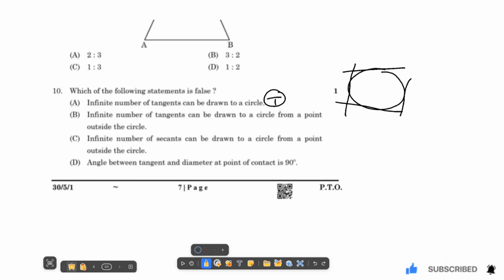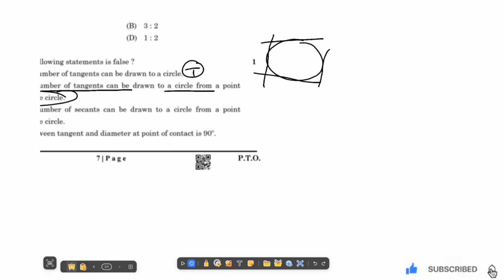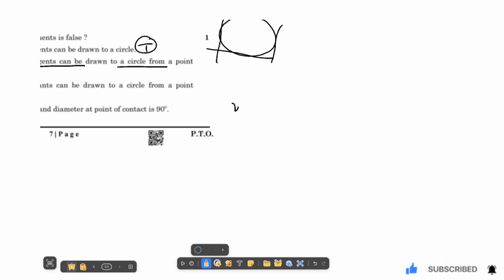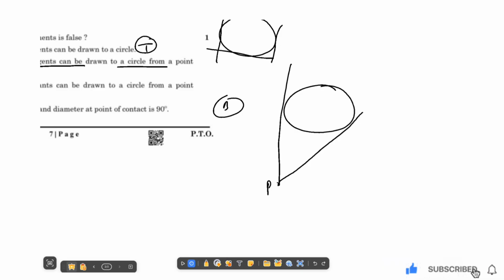Next, what is option B? Infinite number of tangents can be drawn to a circle from a point outside the circle. From a point outside the circle, is it possible to draw infinite number of tangents? Let's check. So let us take a circle, and a point outside the circle. Let us think of point B. We can draw only two tangents to the circle from a point outside the circle. So option B is wrong.